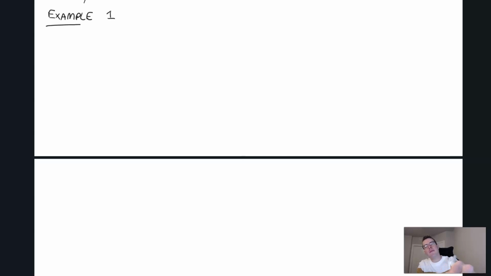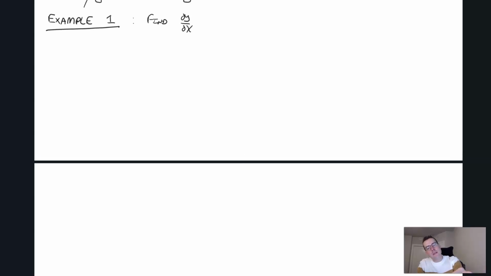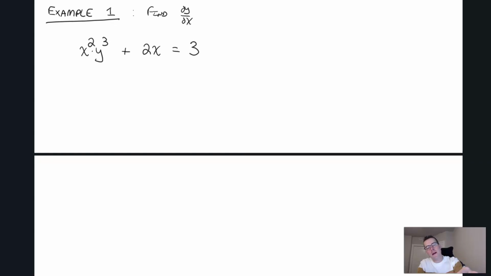Let's do one that involves the product rule again. For our instance here, let's find dy dx, the derivative of y with respect to x. And our function for this one, let's say it's x squared y cubed plus 2x is equal to 3. To use implicit differentiation, what you want to know here is that for this first part, we have x squared times y cubed.